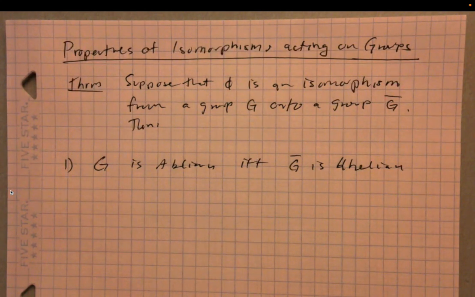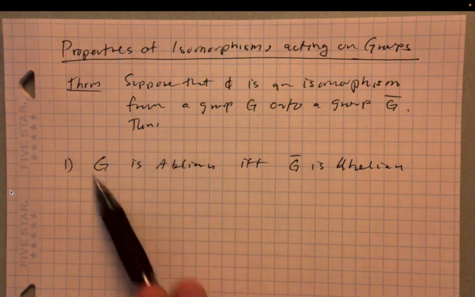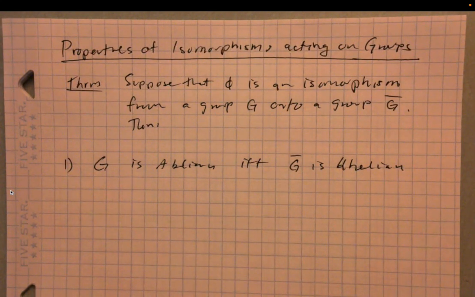So this aligns with item 3 from the previous theorem, where we said AB equals BA if phi A, phi B equals phi B, phi A. So if the two elements commute in one, they have to commute in the other. Well, just take that to its extreme. If every element in G commutes, then every element in G bar also commutes, and vice versa. So this one almost follows immediately.